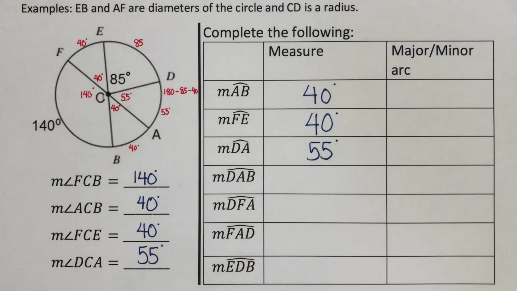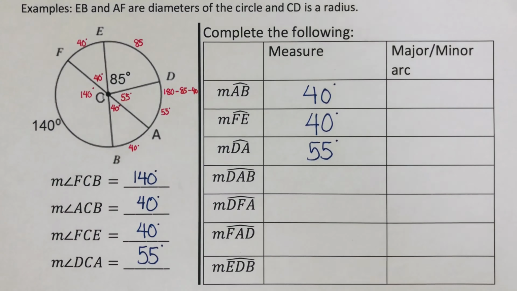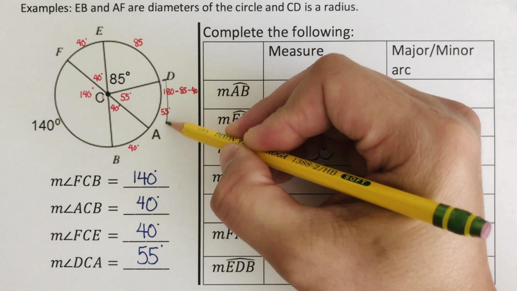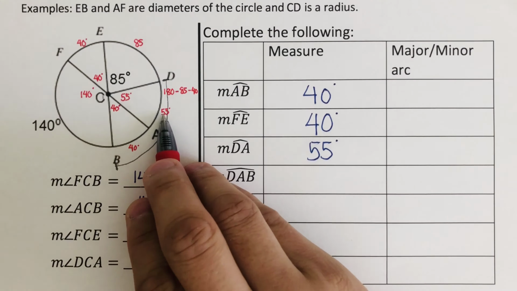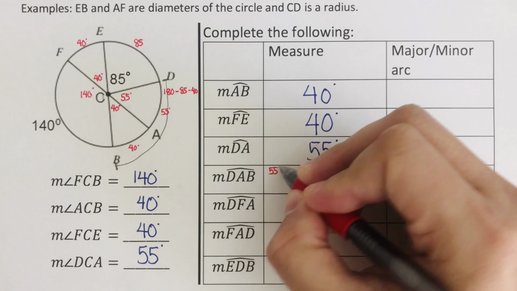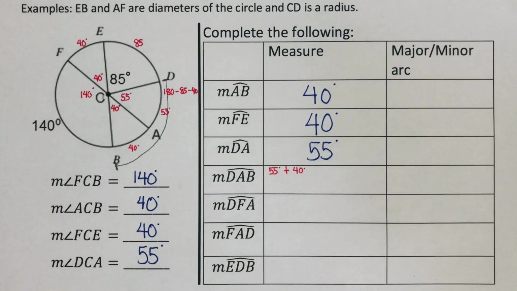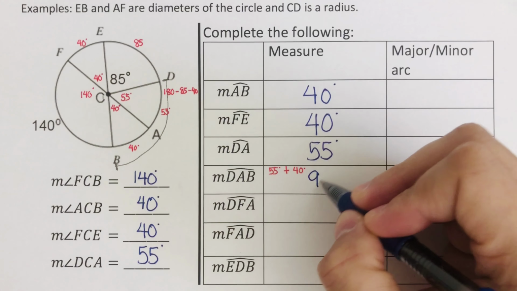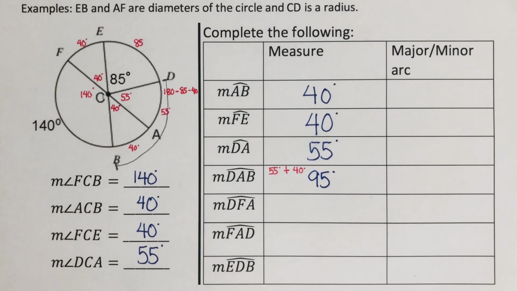And then we move on to arc DAB. We start from point D, then we pass through A and go to B. So DAB, this part right here. The numbers that we're adding are 55 degrees and 40 degrees, and that would give us 95 degrees. So arc DAB is 95 degrees.